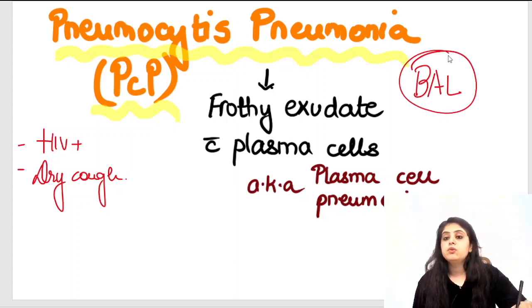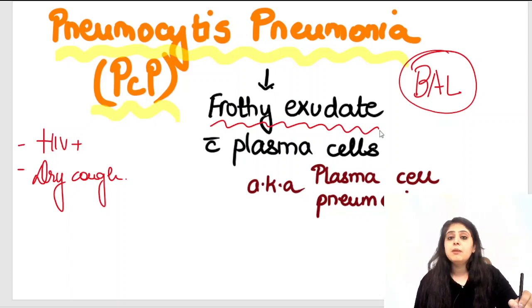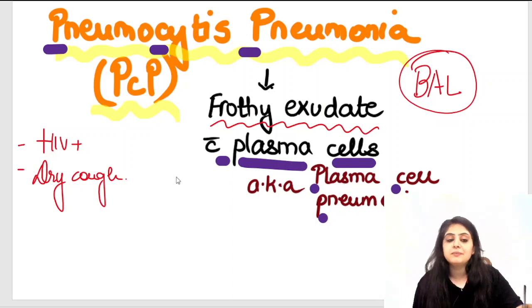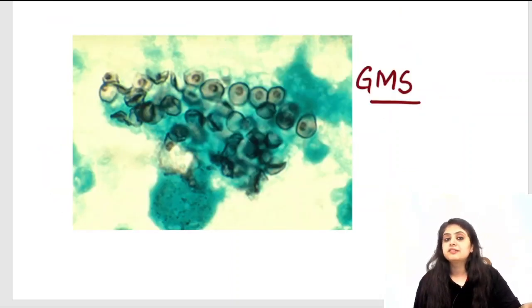When you go in for a bronchoalveolar lavage, the kind of sample that you get is very frothy, with bubbles, and it is going to be very rich in cells. It's going to have a lot of plasma cells. Now you understand why Pneumocystis pneumonia, PCP, is also known as plasma cell pneumonia. So PCP, that is how I learn it. Which cell will you see? Plasma cells. But where is the organism? The organism seen is this.